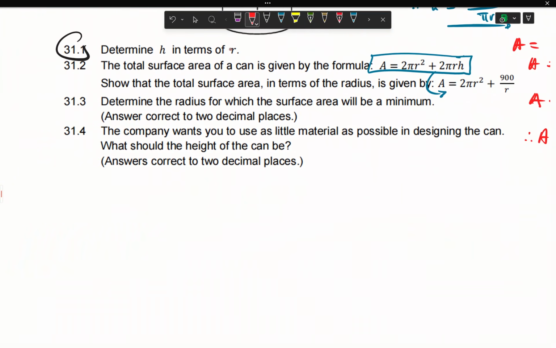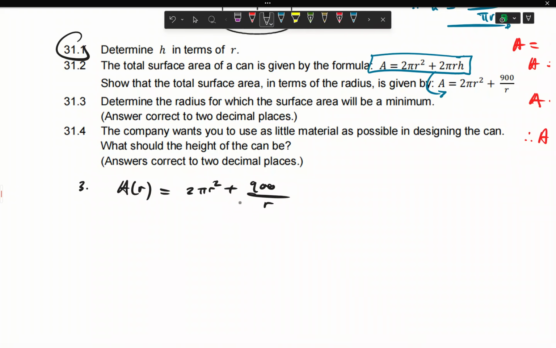So now let's move to the next question. Now they say that we have to determine the radius for which the surface area will be a minimum. Remember, at the minimum, this is where you have your stationary point, and the slope is 0. So now take your surface area formula, A. You can write this as a function of the radius, r, since r is your independent variable. So this is 2 pi r squared plus 900 all over r.